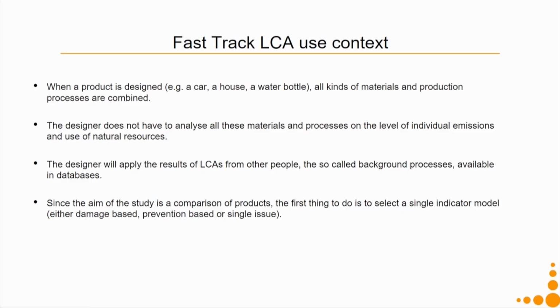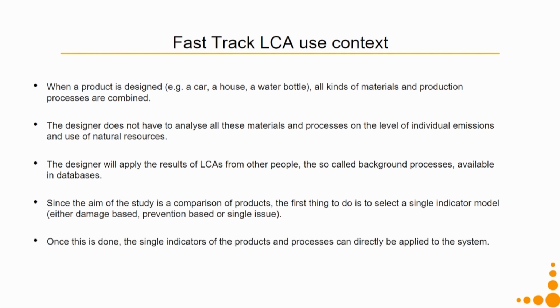Since the aim of the study is a comparison of products, so our aim is like comparison between two designs or between two products. So, the first thing to do is to select a single indicator model which might be damage based, as we were discussing last time. Eco cost is a damage based or a prevention based model, and then we go ahead with it. So, once this is done, the single indicators of products and processes can directly be applied to the system.